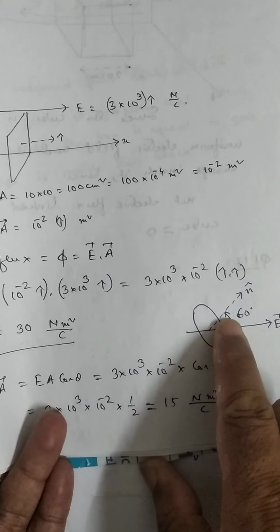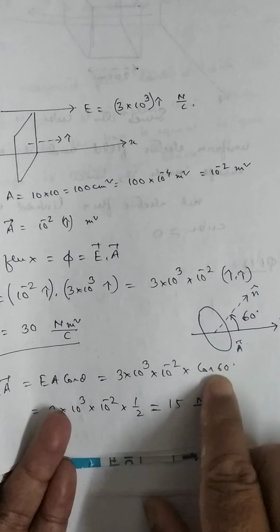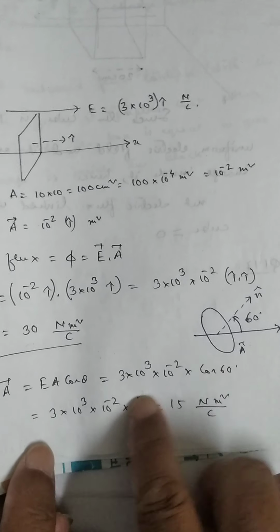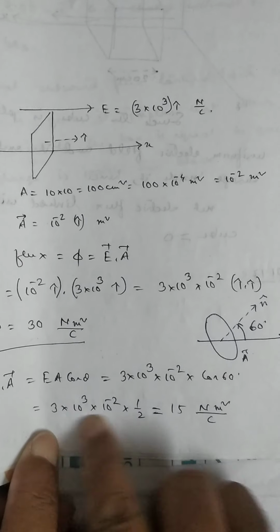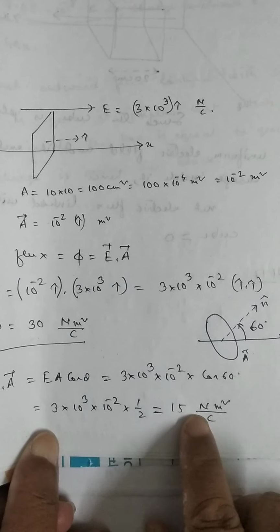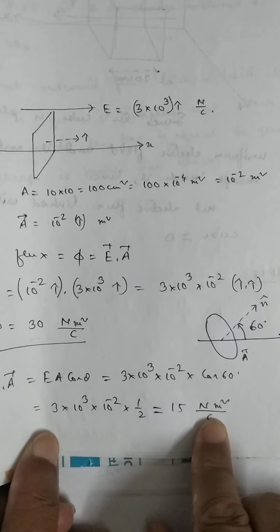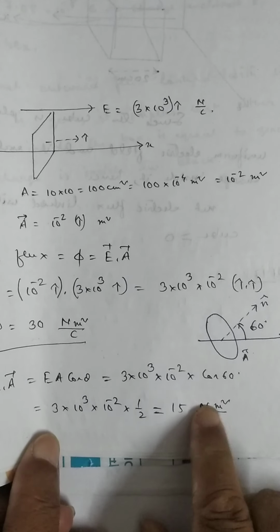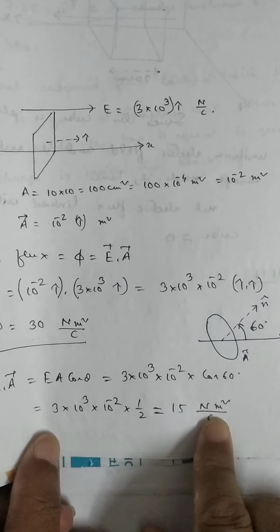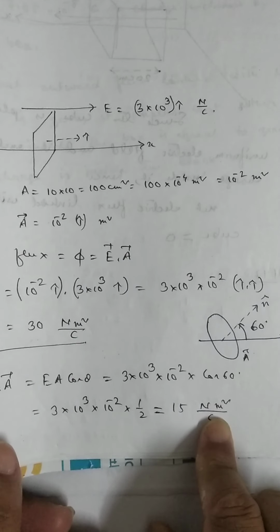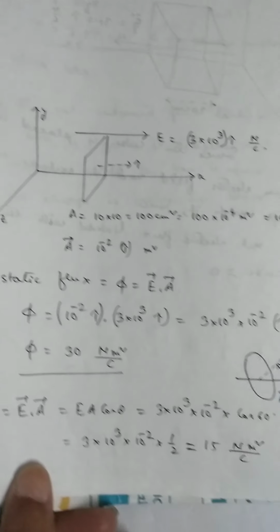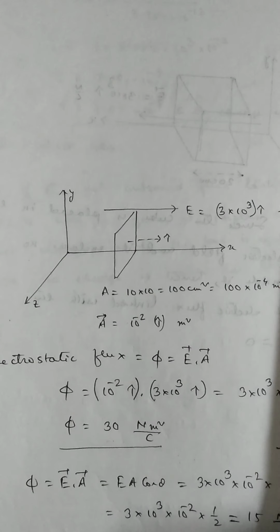And what is the angle between the area vector and the intensity? 60 degrees. So cos 60 is half. So if I multiply this, it is 15 Newton meter square per coulomb. What is Newton meter square per coulomb? It is the SI unit of electric flux. Yes or no? Is it clear? The first numerical is clear.